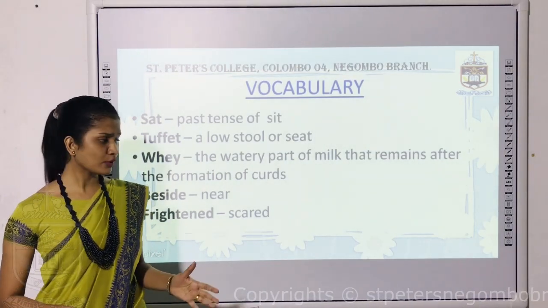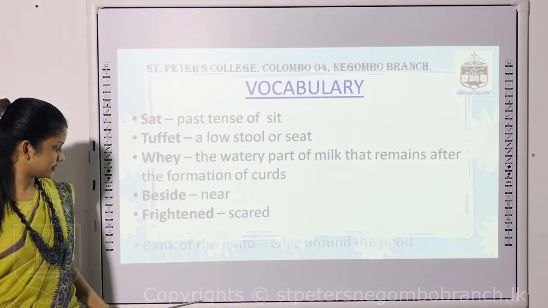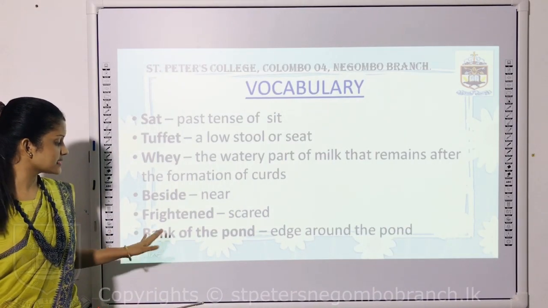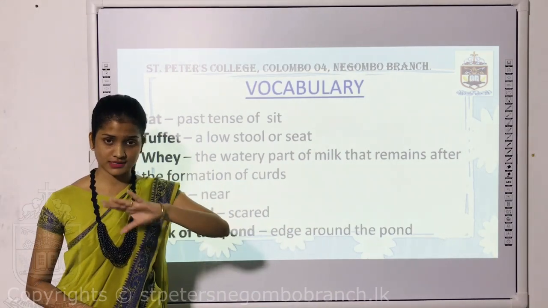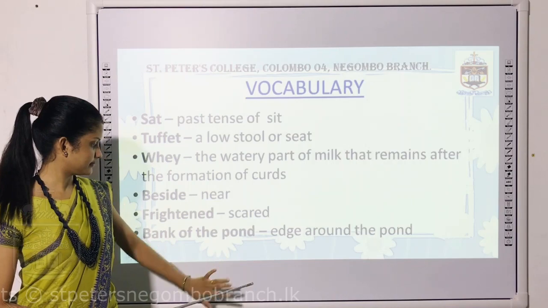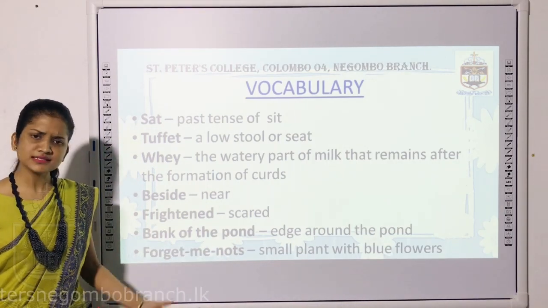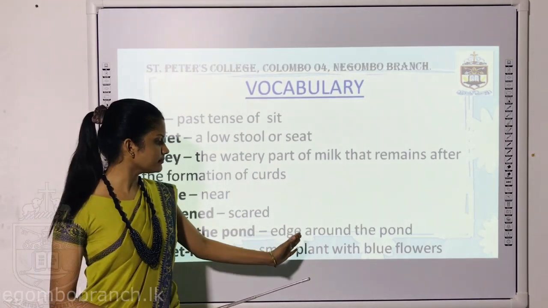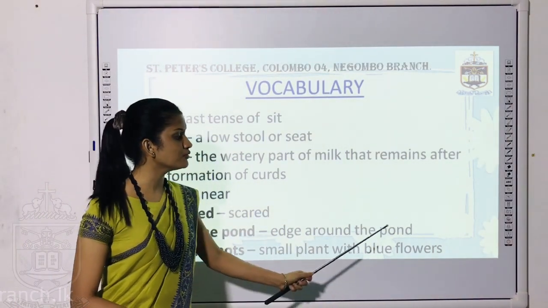Frighten. What do you mean by frighten? Scared. Before the last, bank of the pond. Edge around the pond. Okay, the last word, forget-me-nots. That is a small plant. A small plant with blue flowers.